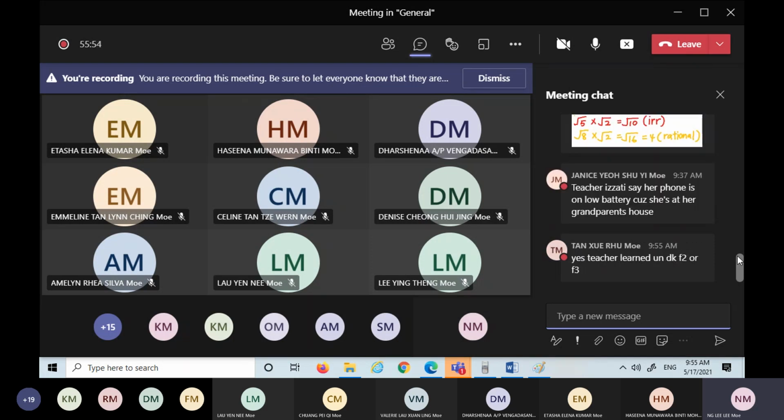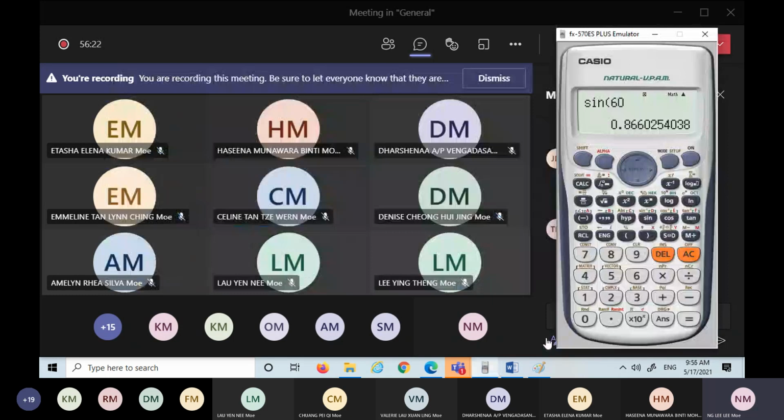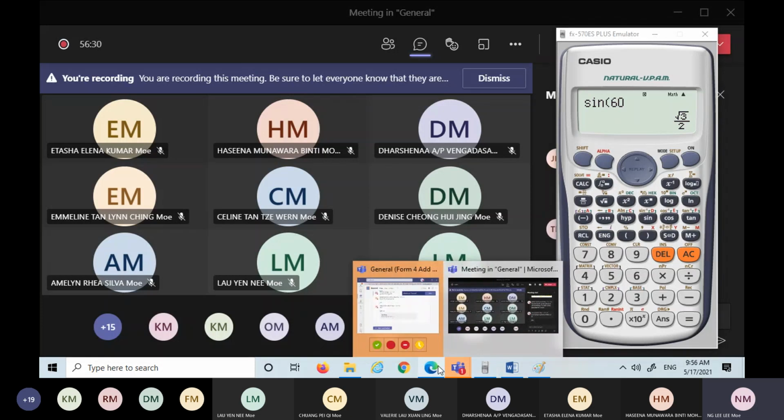Okay, yes teacher, learned. Have you learned special angles then? Okay, you have learned special angles, very good. So I hope that you know sine 60. Instead of writing 0.866, you should write square root 3 over 2. If not, then I hope you are using this type of calculator.